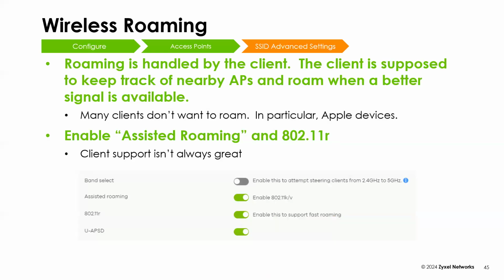Another common area where we run into some issues is with wireless roaming. So what a lot of people don't realize is roaming is not a function of the access point. By the definitions of 802.11, roaming is handled by the client. It is the client device that determines how often it checks to see if there are other access points nearby, and it is the client device that determines when it's going to jump from one to another.